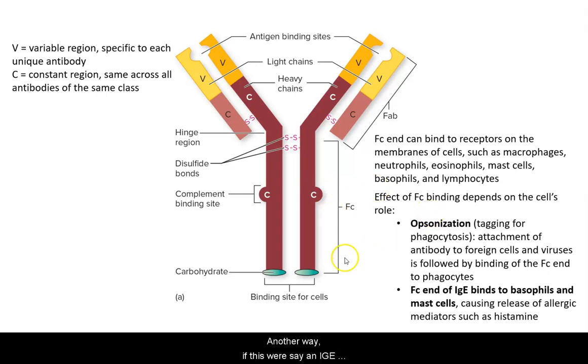Another way, if this were, say, an IgE antibody, this Fc region binds to basophils and mast cells and causes them to release their granules, which include allergic mediators such as histamine. So IgE is the immunoglobulin involved in the allergic response.